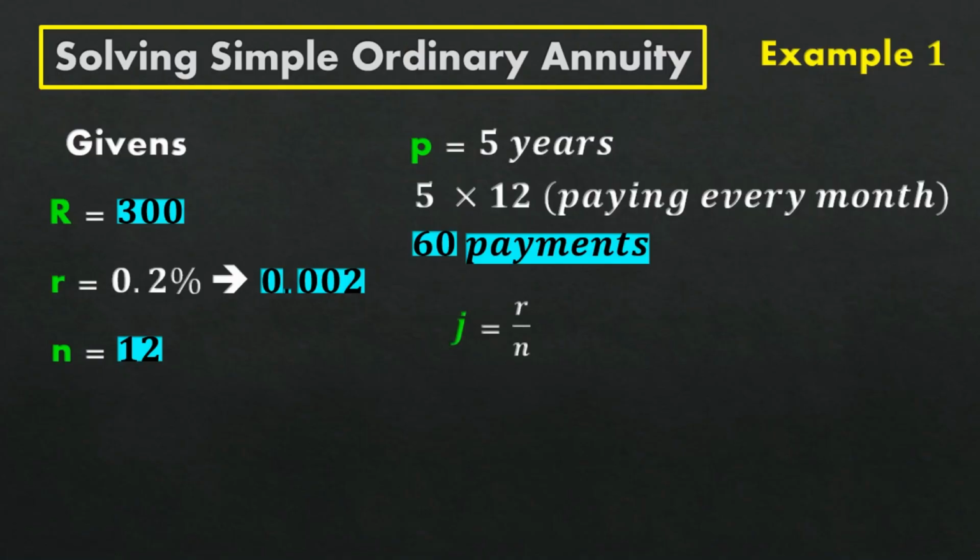J will be R over N. So, we have R here and N. Gagawin natin, isa-substitute na lang natin yung mga values niya. That will be 0.002 divided by 12. And that will be 0.000167.